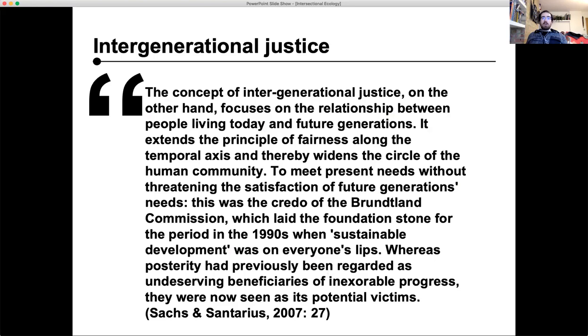And the concept of intergenerational justice, on the other hand, here I quote from Sachs, focuses on the relationship between people living today and future generations. It extends the principle of fairness along the temporal axis and thereby widens the circle of human community to meet present needs without threatening the satisfaction of future generations' needs. This was the credo of the Brundtland Commission, which laid the foundation stone for the period of the 1990s when sustainable development was on everyone's lips. Whereas posterity had previously been regarded as undeserving beneficiaries of inexorable progress, they were now seen as its potential victims.